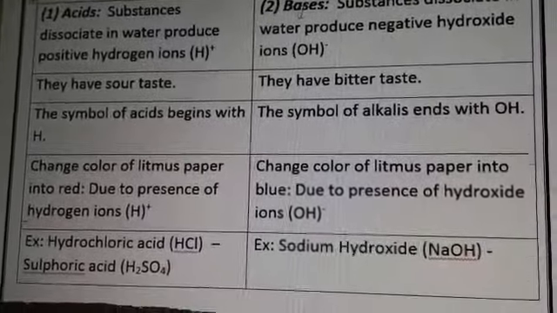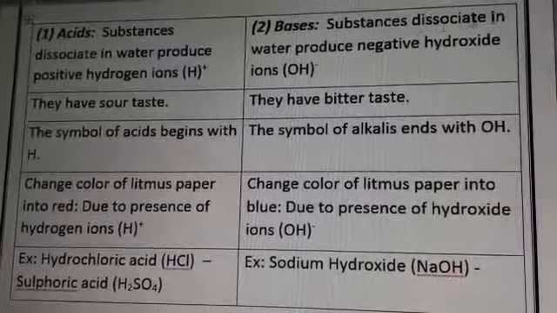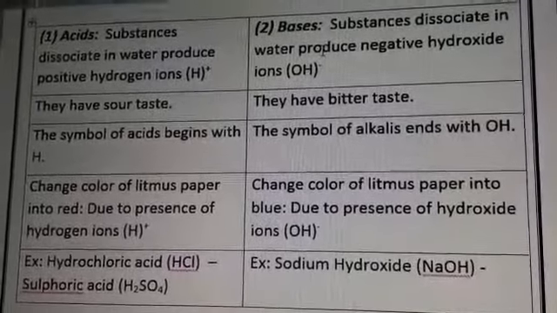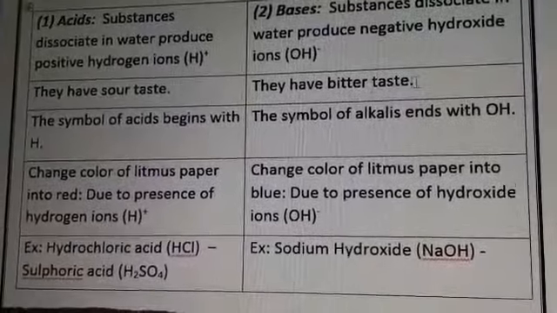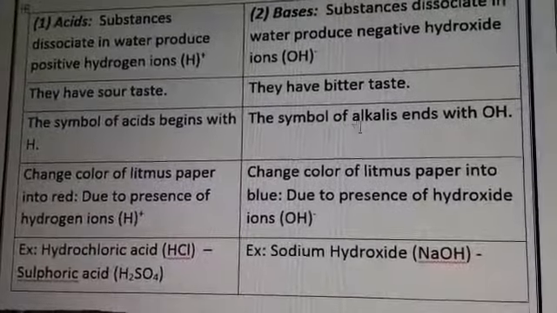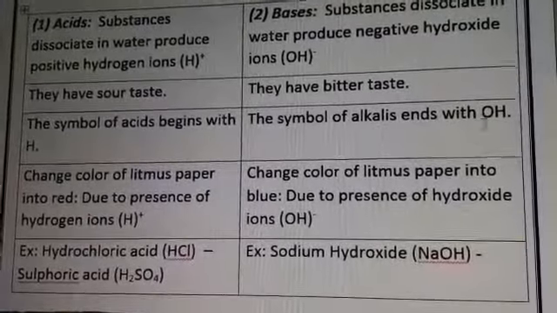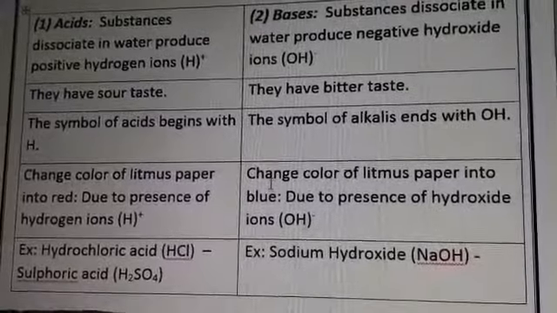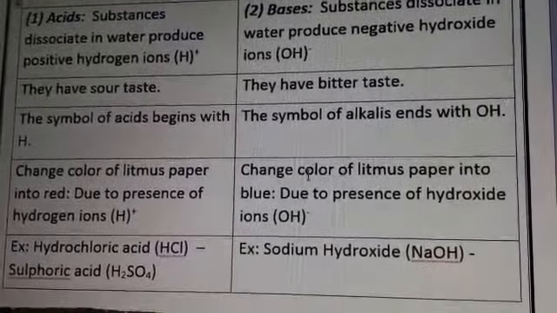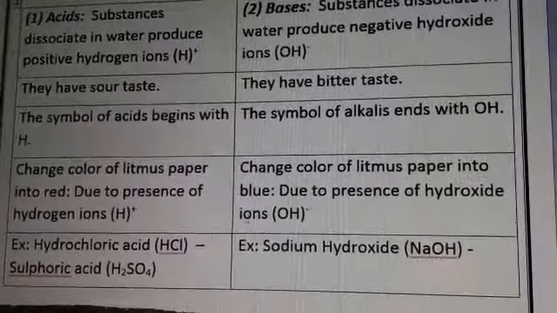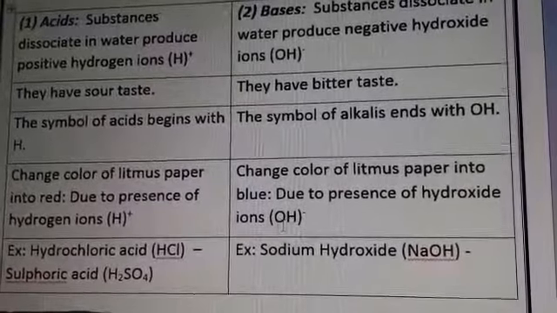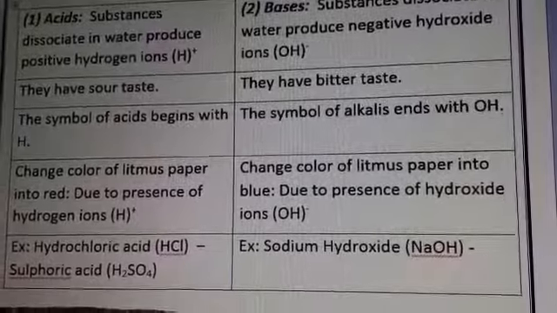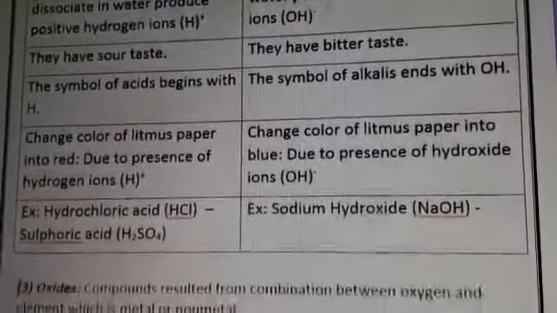Number 2, bases. These are substances that dissociate or dissolve in water, producing negative hydroxide ions, OH negative. They have a bitter taste. The symbols of alkalis or bases end with OH. The bases or alkalis change the color of litmus paper from red into blue due to the presence of hydroxide ions, OH. Example of bases: sodium hydroxide, NaOH.